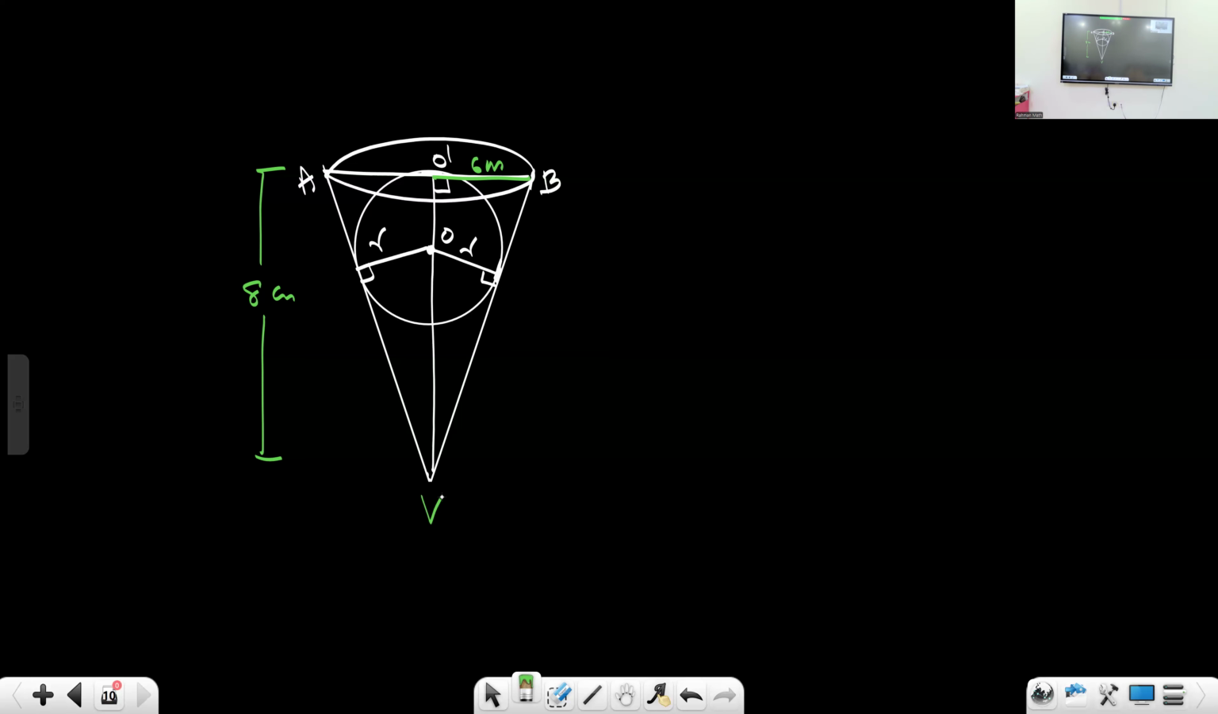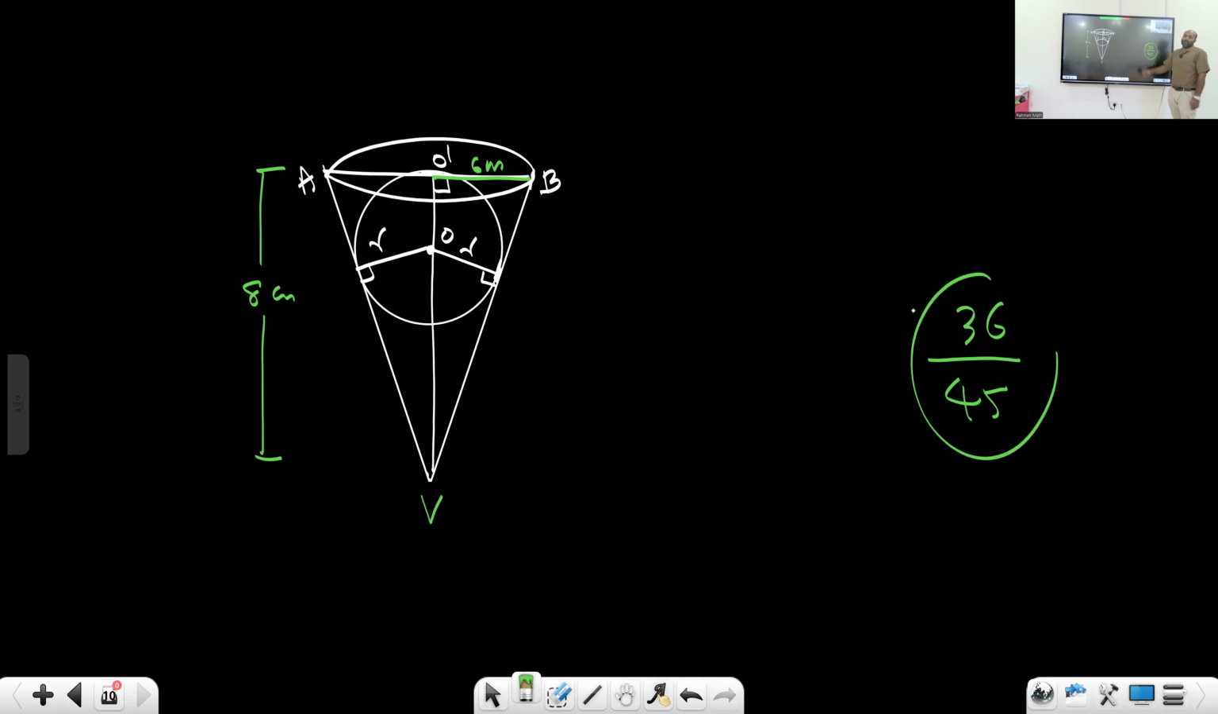How will you find the fraction? Suppose you got 36 out of 45 marks. Teachers write the fraction of your marks in your answer sheet: how much you got by the total. Here they are asking what fraction of water overflows, meaning volume of sphere by volume of cone. Because the total water is the cone volume. How much water flows out because of the sphere? So volume of the sphere by volume of the cone. That is the fraction of water that overflows. Draw the diagram. After that, I will tell you.